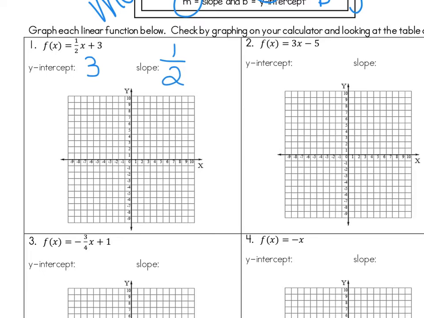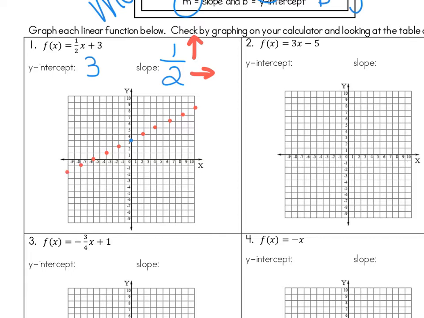Okay, let's start plotting our points. So we begin at 3, so 3 on the y-axis, and for our slope, that means we need to go up 1 to the right 2, because they're both positive. So up 1 to the right 2, up 1 to the right 2, and we're going to do this so that we cover the graph, and this is kind of hard for me to graph. We can also go down 1 to the left 2 to follow the same pattern.